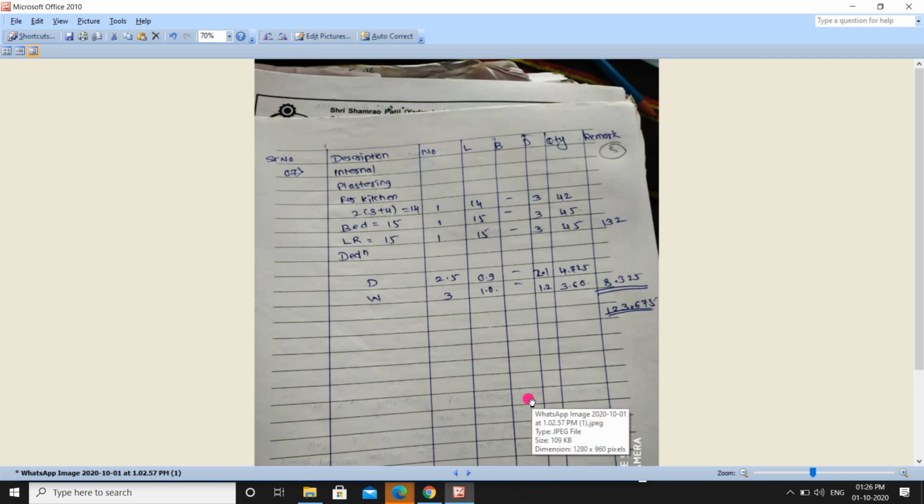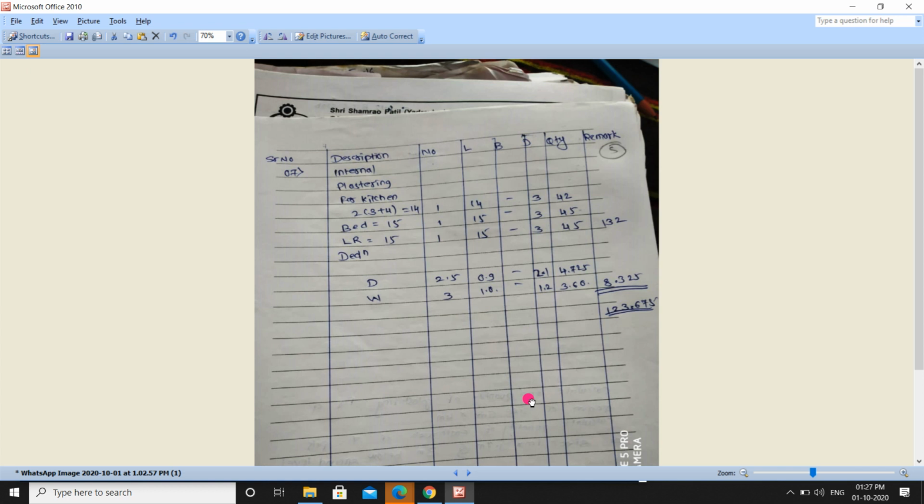Now after this, we have to find out the quantity of plastering. How to find the quantity of plastering? It is also very simple. Just multiply 2 into (3 plus 4). Just add the internal dimensions of the room and multiply it by 2. You will get the length as 14, width is not considered and the height is no doubt 3 meter. Calculating for kitchen, bed and living room, it will be 42, 45 and 45 square meter. And if we go through it, the total quantity is 132 square meter.